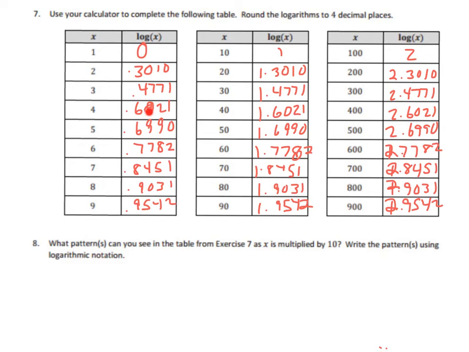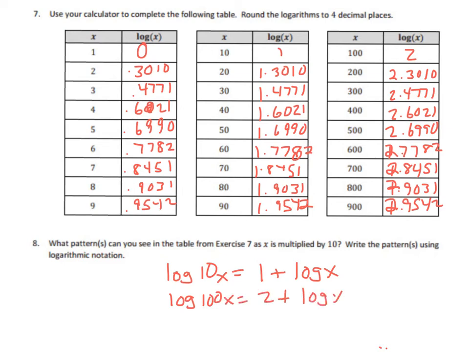From 0.6021 to 1.6021. So hopefully you are recognizing that the pattern is that log of 10x is equal to 1 plus the log of x. So whatever the log of x is, all I got to do is add 1 on. Okay? And if I do 100, log of 100x is the same thing as adding 2 onto the log of x. And that's the third column, if you go from this column to this column.